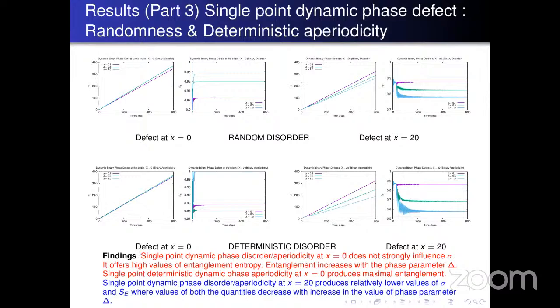And we have also studied single point dynamic phase defect. The most interesting result is that in case of single point dynamic phase defect at origin, one can achieve maximal entanglement in case of deterministic disorder. So it is quite interesting in respect of quantum communication and information that there is a way to generate a high value of standard deviation, that is sigma, which is linearly proportional to time in this case, and also the maximum value of quantum entanglement in a particular setting. So it is quite rare.